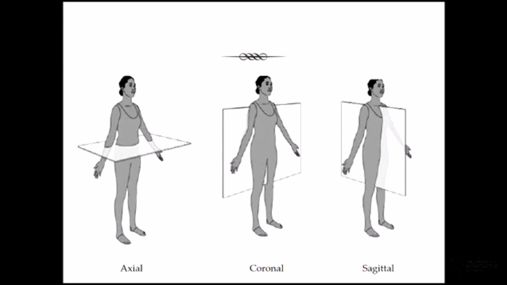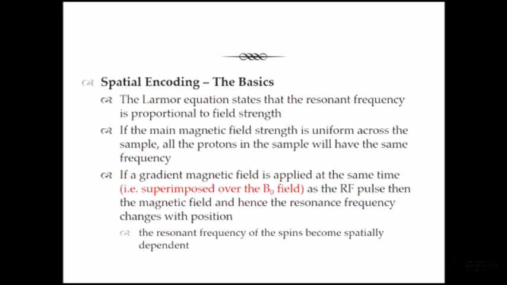Okay, just going to talk a little bit about image formation. So hopefully we all remember axial, so carving up from head to foot, coronal, carving up from front to back, and sagittal, carving up from side to side. So remember, one of the great things about MRI is we can scan in any plane.